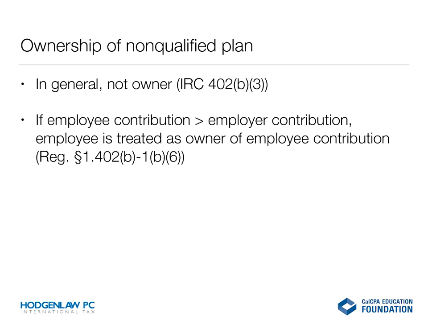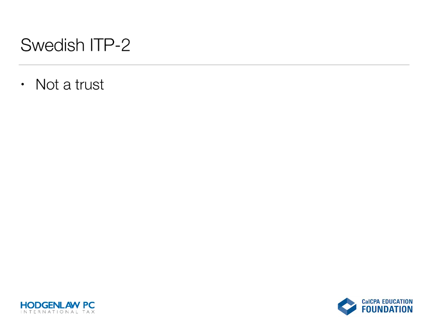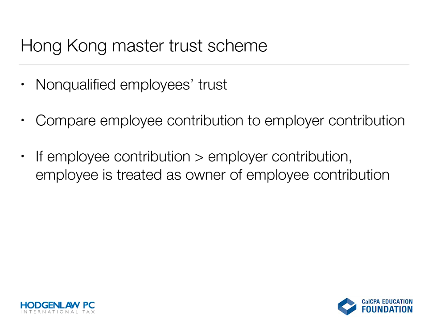So for example, if you have a plan where the employer says, I will contribute £1 for every £2 you contribute, the employee will be considered the owner of only 2/3 of this plan, not the 1/3 attributed to employer contributions. And trusts can be bifurcated like this, so be careful when looking at them. The Swedish ITP2 is not a trust, so we don't have to worry about this. The Hong Kong Master Trust Scheme. We assume that it's not a qualified plan, so we would compare the employee contribution to the employer contribution. If the employee contribution is greater than the employer contribution, then you have a portion where the employee is treated as the owner.